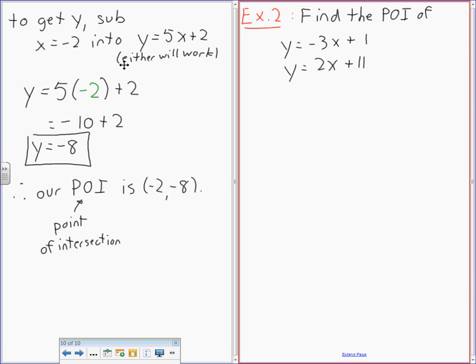Right. I'm going to call this one, and that one 2. Alistair, can you do the first step, please?